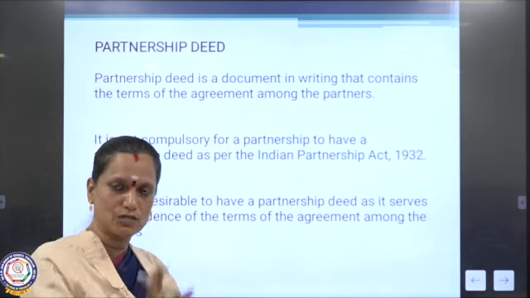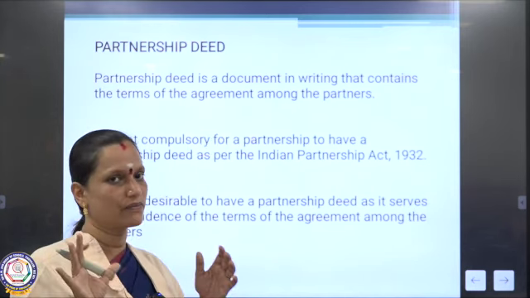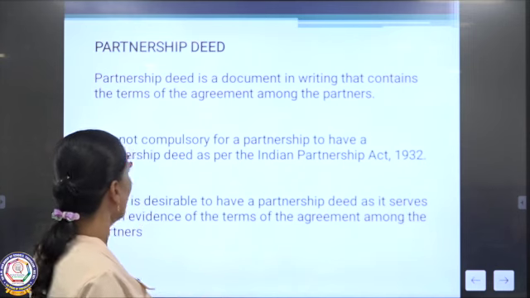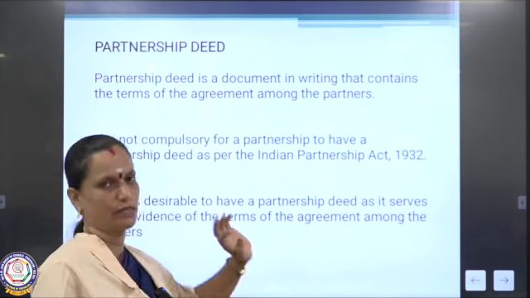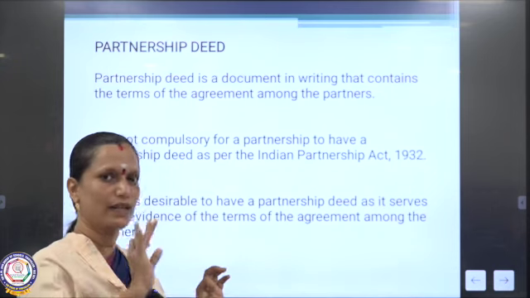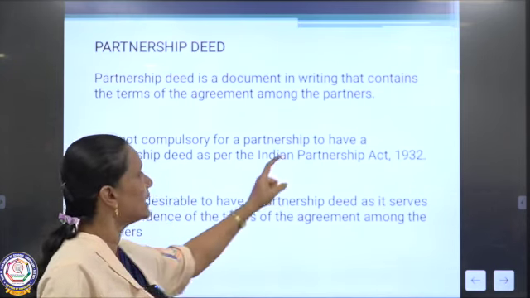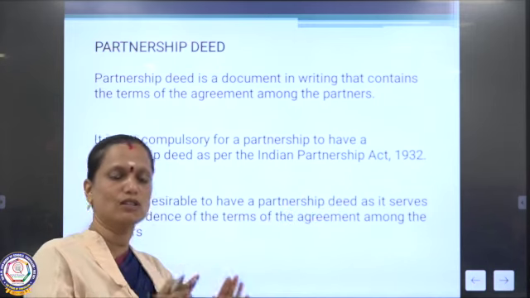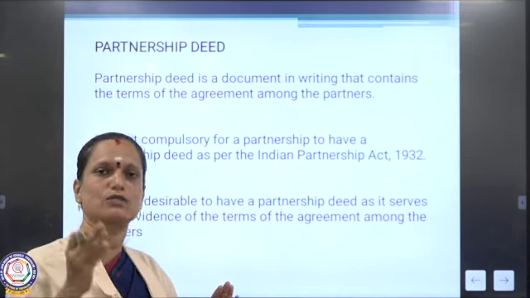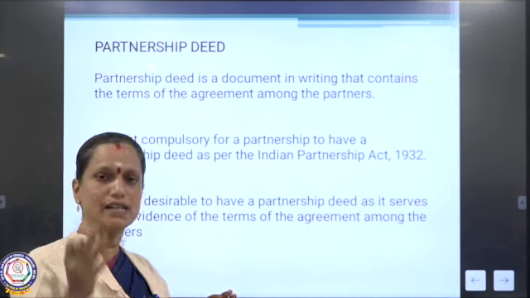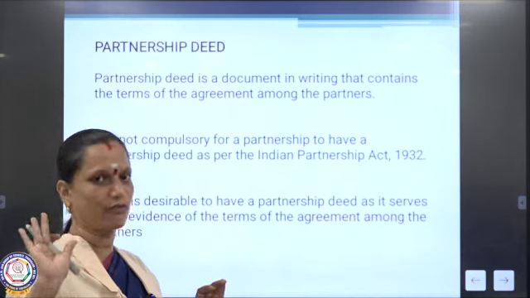What things should be there in the agreement, that is very important. It is not compulsory for the partnership. It is optional only. It is not compulsory to have a partnership deed as per the Indian Partnership Act. In the Act also they say it is not compulsory, it is optional. But if it is a written document, it will be safer for you.